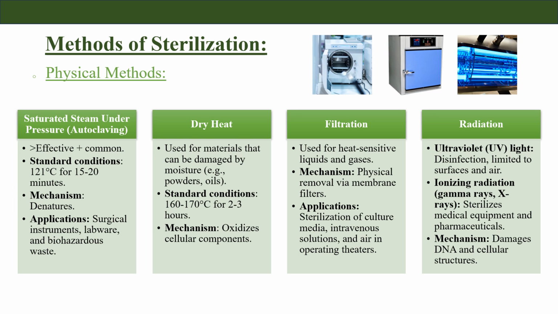Radiation. Ultraviolet UV light is used for disinfection rather than sterilization and is limited to surfaces and air. Ionizing radiation, such as gamma rays and X-rays, is used to sterilize disposable medical equipment and pharmaceuticals. This method damages DNA and cellular structures, preventing microorganisms from replicating and causing cell death.